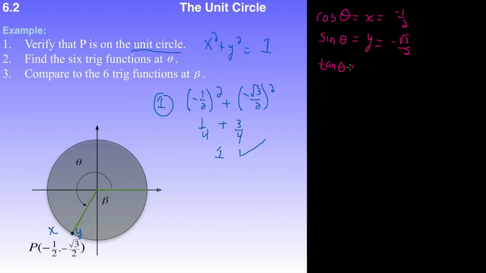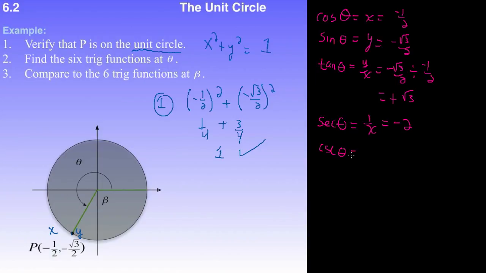Tangent of theta is y over x, so I need to take -√3 over 2 and divide by -1/2. Well, dividing means take the second fraction and flip it. Negative divided by negative is positive. √3 over 2 times 2 over 1 becomes √3. The other 3 functions are reciprocals of these 3, so the reciprocal of cosine is secant theta, that's 1 over x, and that's going to equal the reciprocal of this negative 1/2, which is negative 2.